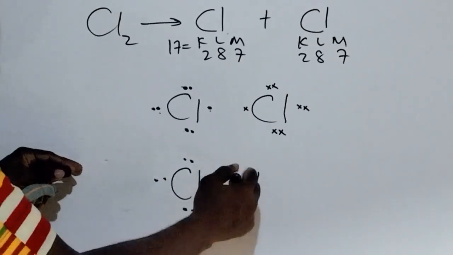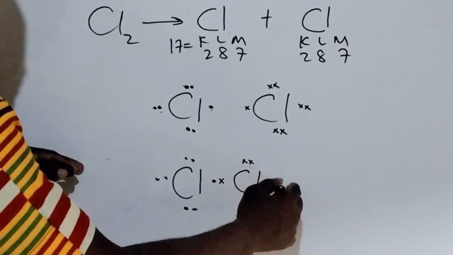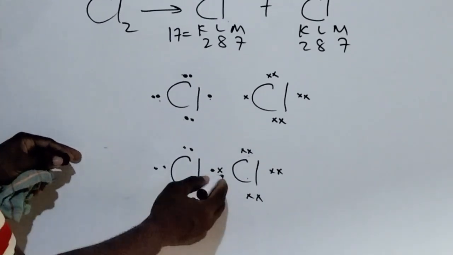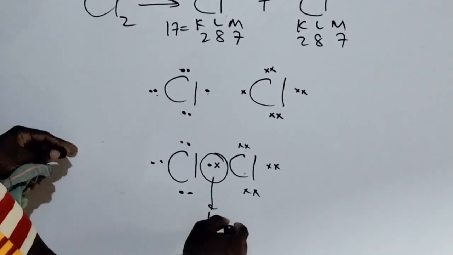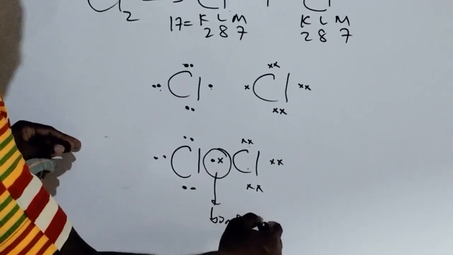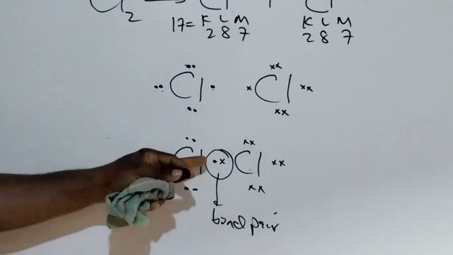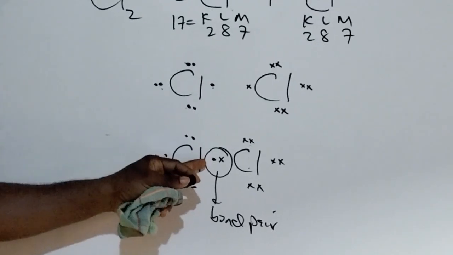So you can see that. You see a bond formed. So this is the bond pair. We call it bond pair in chemistry, or shared pair of electrons. A bond pair of electrons constitutes a single bond, otherwise known as a sigma bond.